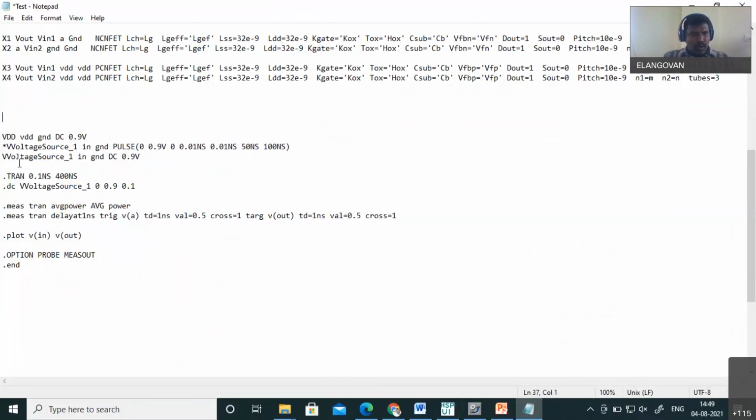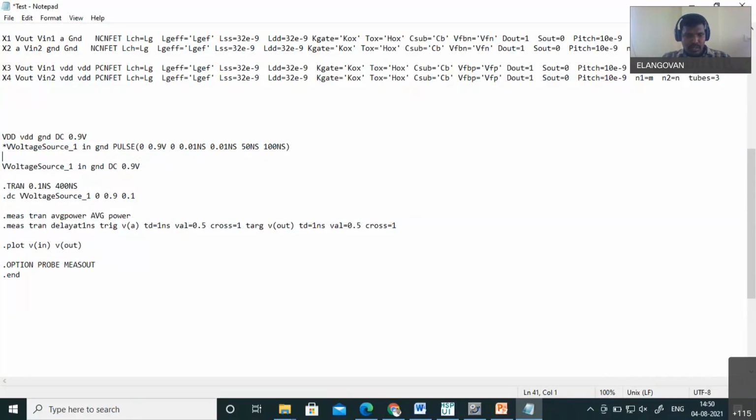Yeah. So here we have two inputs. So I'm changing my input. We have two inputs, my first input and second input. I'm taking the first input as V in 1, and the second input is, suppose, voltage source 2.